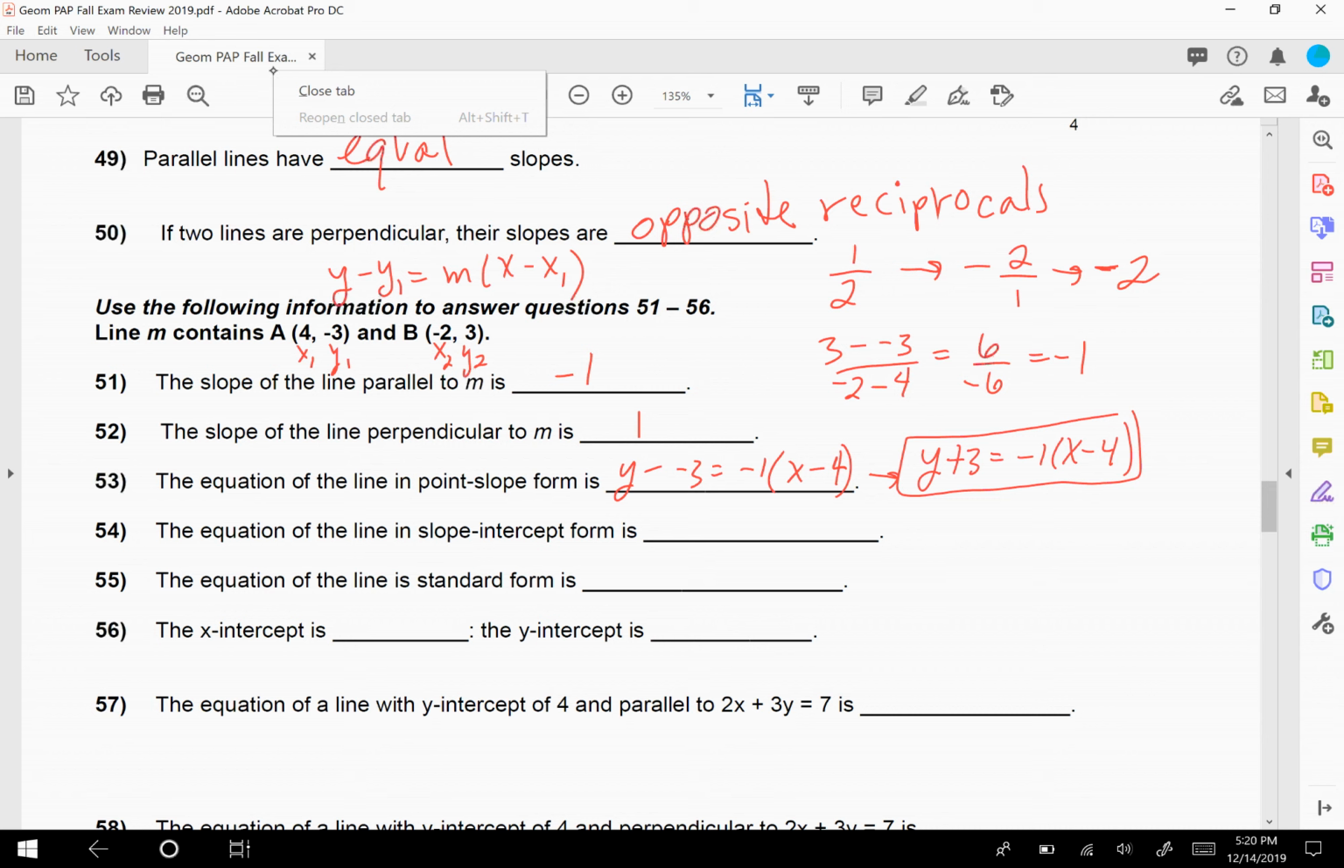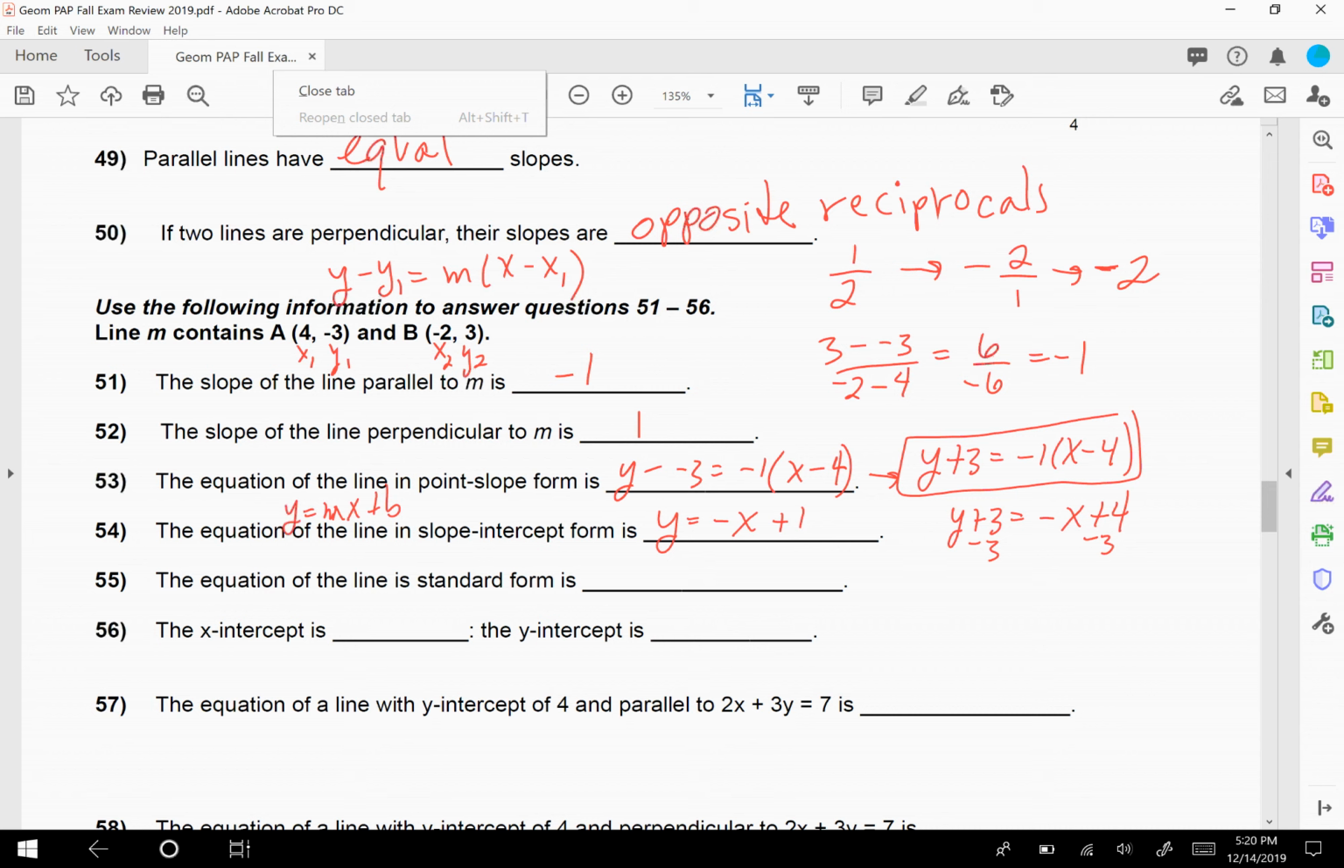Then it says find the equation of the line in slope-intercept form. We will take this and solve it for y, and simplify the right-hand side, because that's going to give us slope-intercept form, y equals mx plus b. So we have y plus 3 is equal to, and now I'm going to distribute, multiplying -1 into both of these things. So we have -x plus 4. Minus 3, so we've got y equals -x plus 1.